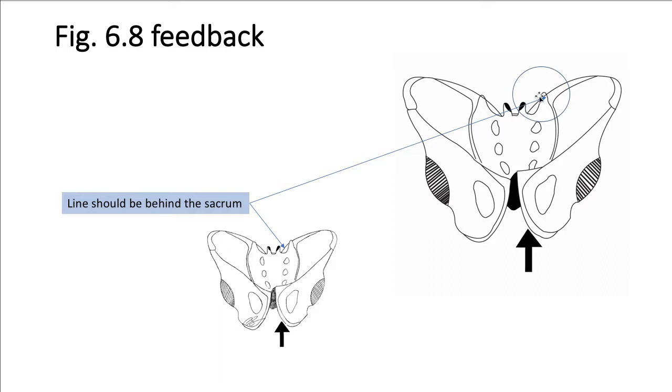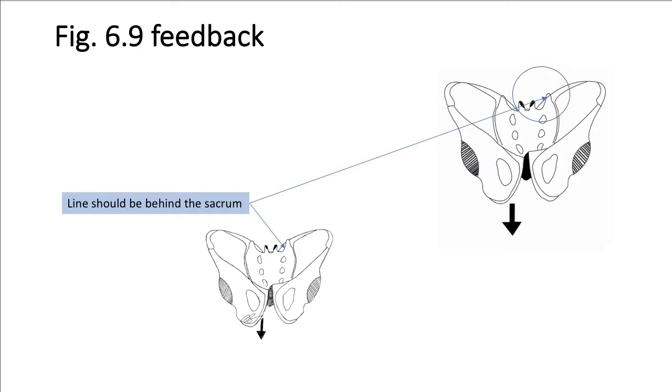6.8, the same thing. Line behind. Put it behind. Okay. Same thing for 6.9. Same issue. Put the line behind. All right.